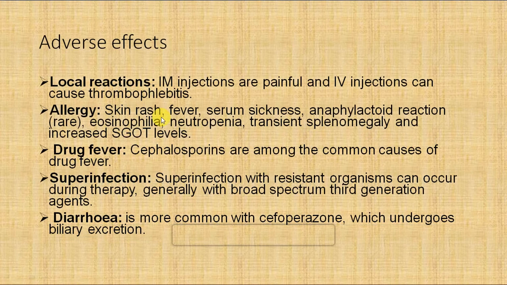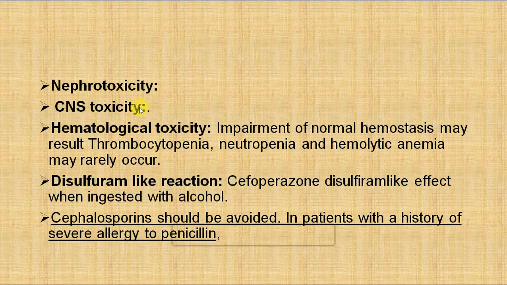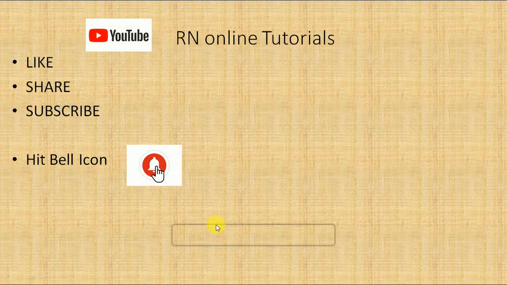So we have seen the side effects like local reaction, allergy, drug fever, super infection, diarrhea, nephrotoxicity, CNS toxicity, hematotoxicity, disulfiram reaction with the cefoperazone. Then we should avoid with the history of severe allergy to penicillin. So this is what today we have learned about the cephalosporin.